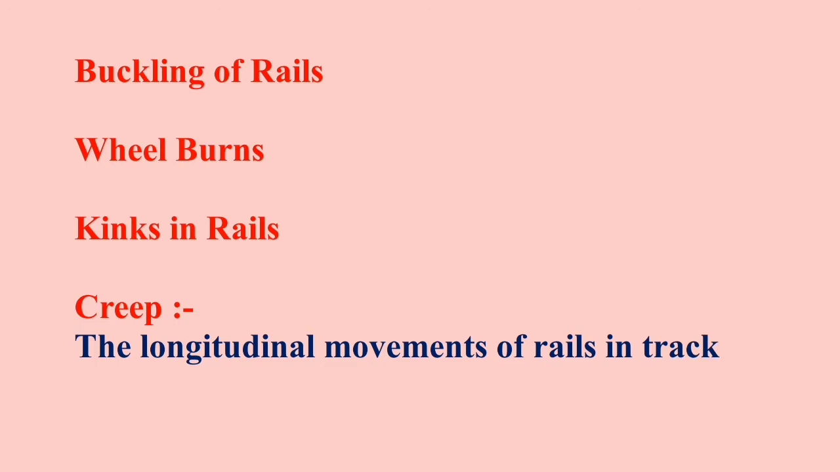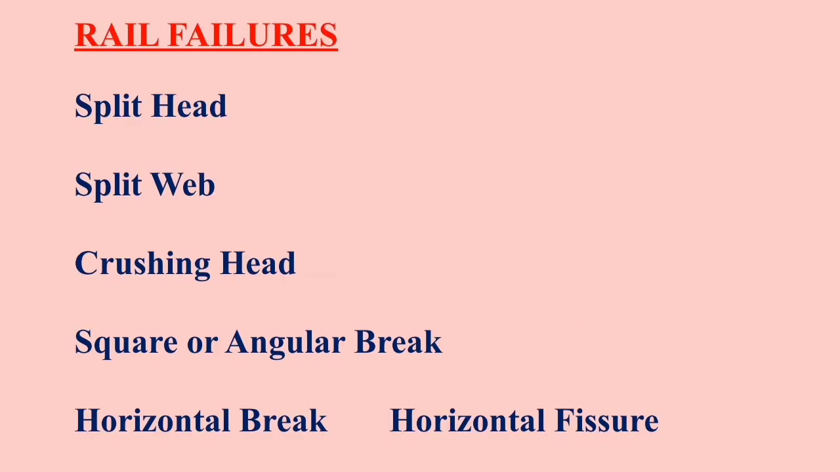Kinks in rails. Kinks in rails are formed at the joint of rails when the adjoining rails move slightly out of position. Creep. Creep is the longitudinal movement of rails in track. Now let us discuss the failures of rail.